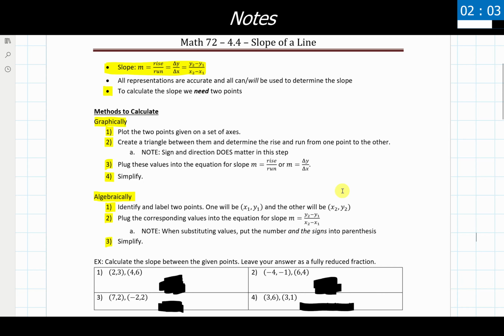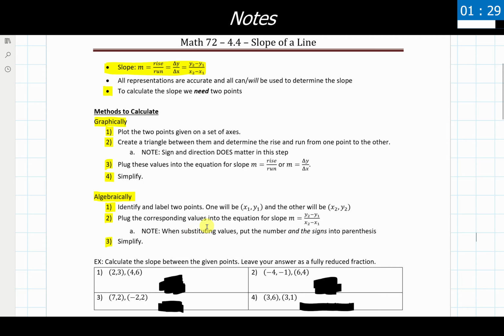So after we have that decided, we're going to plug x sub 1, y sub 1, x sub 2, y sub 2 into our corresponding equation right down here. Same thing that we had at the top, y2 minus y1 over x2 minus x1. This is a way for us to mathematically determine the rise over run, or the change in y's over the change in x's. We then simplify accordingly from there to get to a single fraction or single number answer.